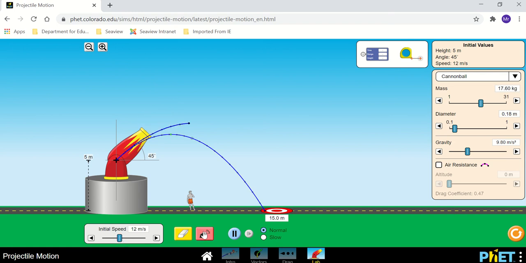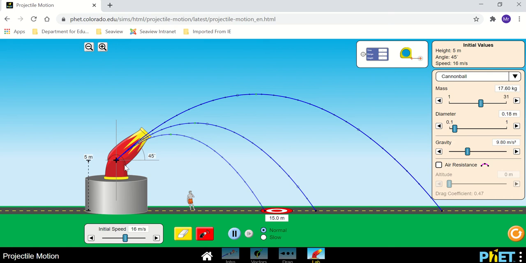Increase it a couple meters per second, goes much further. As we increase the initial speed, it's going to go further and further. The reason should be obvious. As we increase the initial velocity of the projectile, we're increasing its initial horizontal component and its initial vertical component. And as we increase the vertical component, we're going to increase its time of flight to its peak and then hence to the ground.